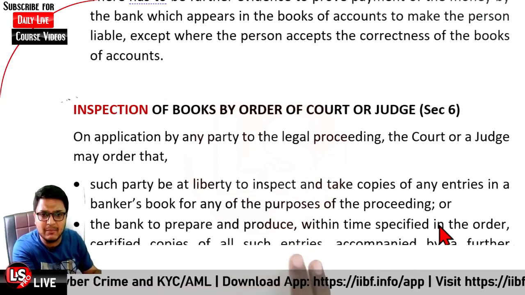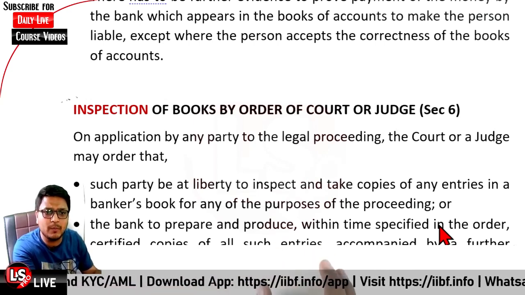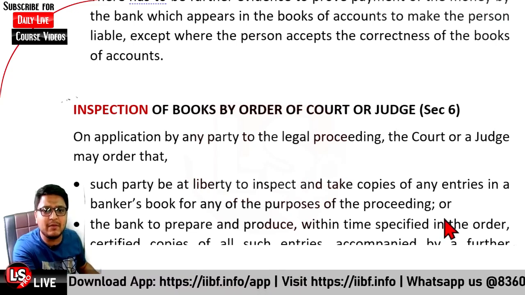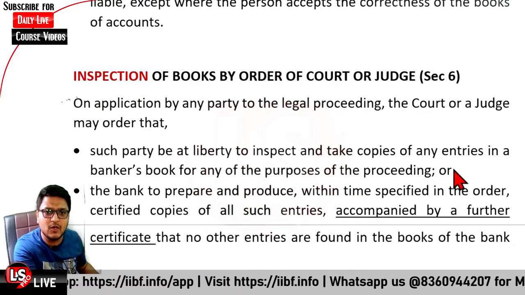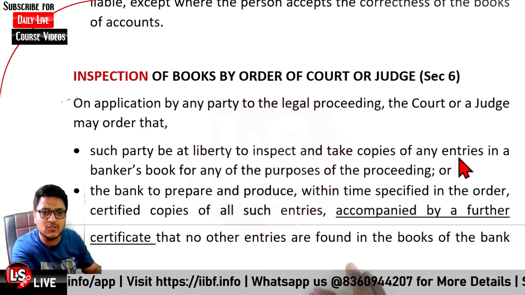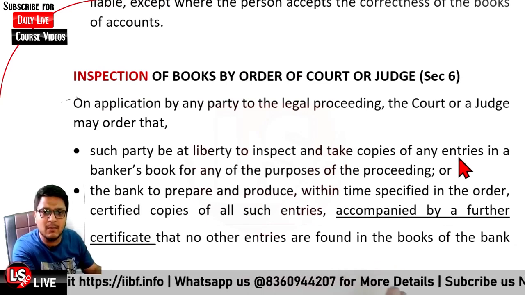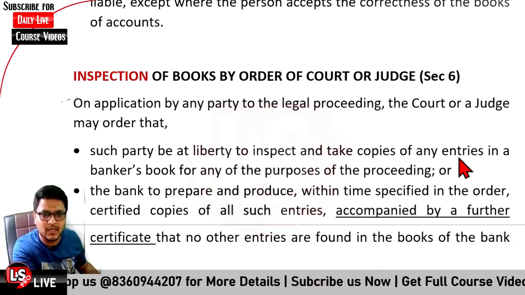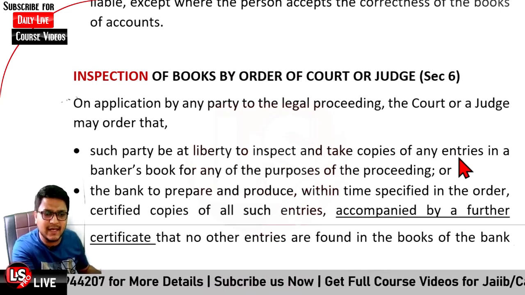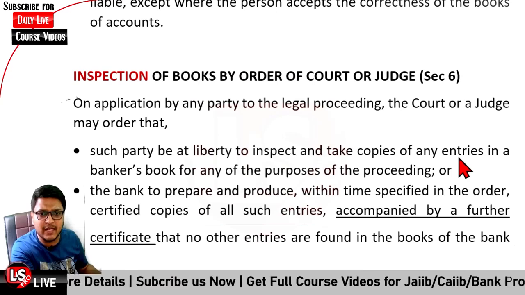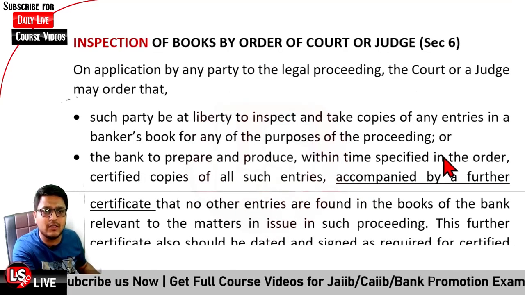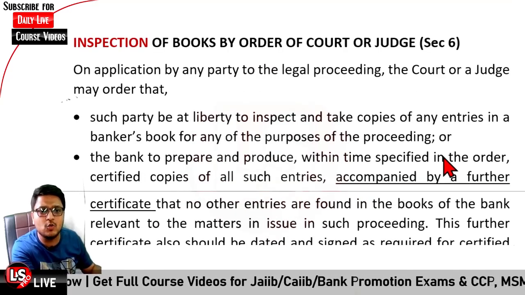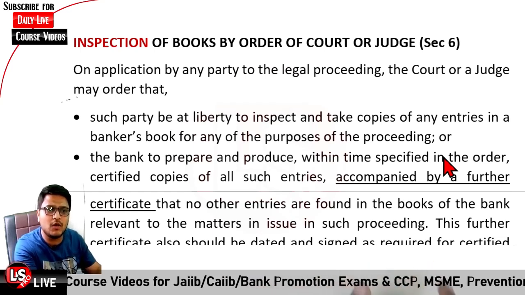And further, the bank has the liability to prepare and produce the books in the prescribed manner of the order, and certified copies of all such entries must be accompanied by a certificate that none of the entries are found in the books. If such entries are not found, it should be accompanied by a certificate that no other entries are found in the books of the bank relevant to the matters in issue of such proceeding.